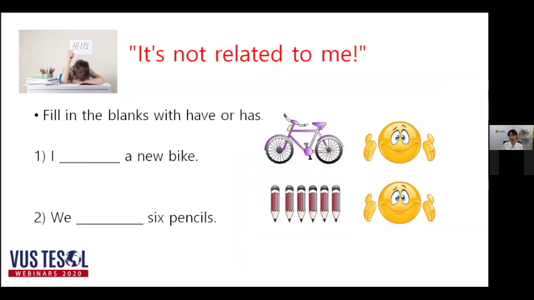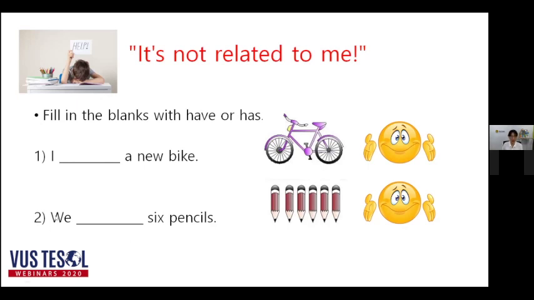We have a picture here, right? So it's not that we don't have any context. So you can write have, I have a new bike. But I don't have a new bike, right? It's not related to me. I don't have a bike.